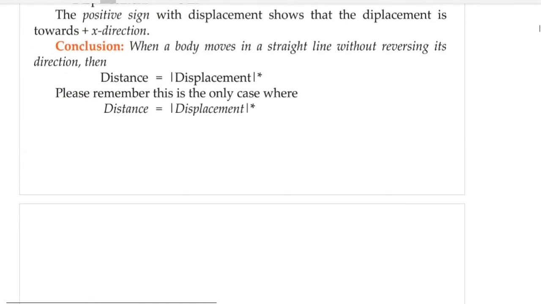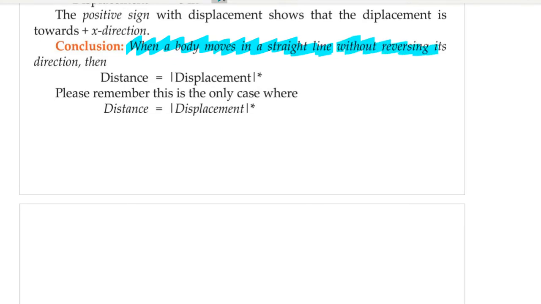So they have drawn a conclusion here. Let us understand what it is. When a body moves in a straight line without reversing its direction, then distance is equal to displacement. Please remember that this is the only case where distance is equal to displacement.